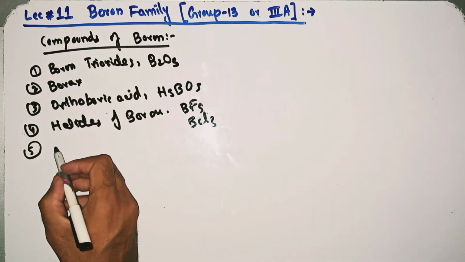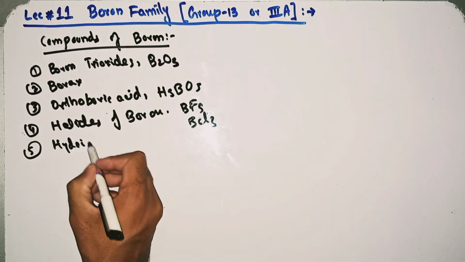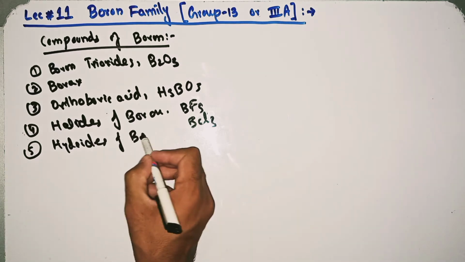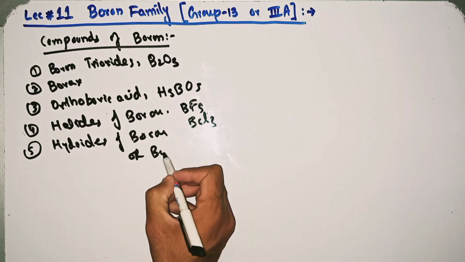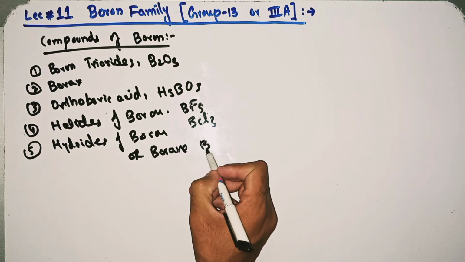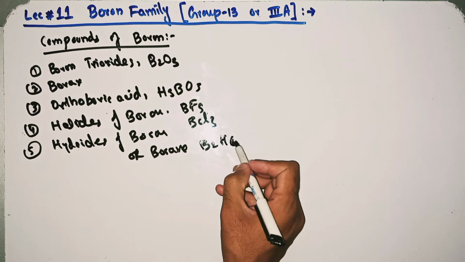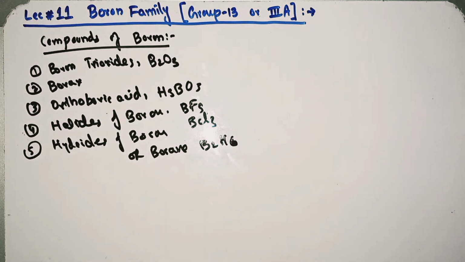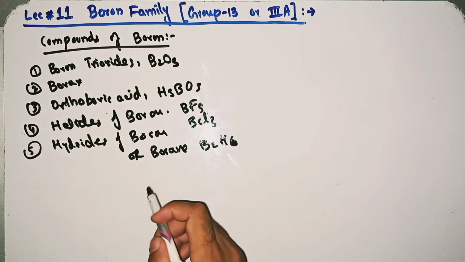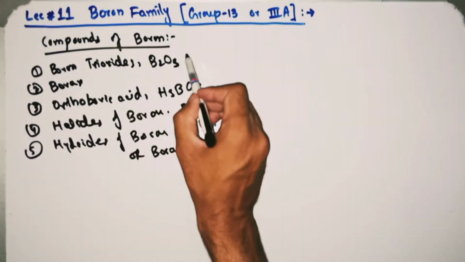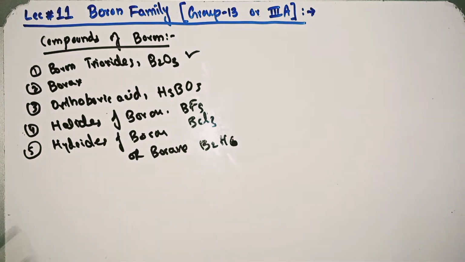Similarly, the hydrides of boron are also called boranes, for example B2H6, also called diborane. So on and so forth, these are the compounds of boron. In today's lecture we will concentrate only on boron trioxide: all its characteristics, its physical and chemical properties, as well as its uses. Okay, so now let's start the topic.